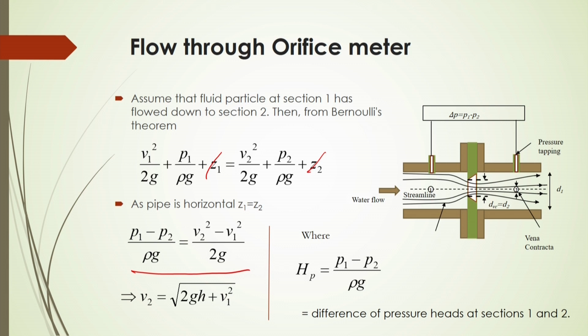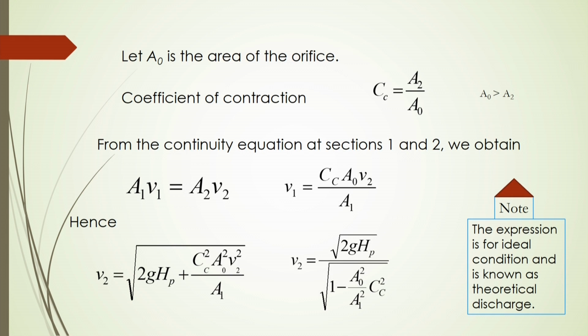equal to V2 squared minus V1 squared by 2g. What should be V2 at section 2? You can have it by this equation: root over 2g H plus V1 squared. Now, in this case Hp will be equal to P1 minus P2 by rho g, the difference of pressure heads at sections 1 and 2. After substituting this pressure head in this equation, you can get V2, and based on which you will be able to calculate the flow rate.